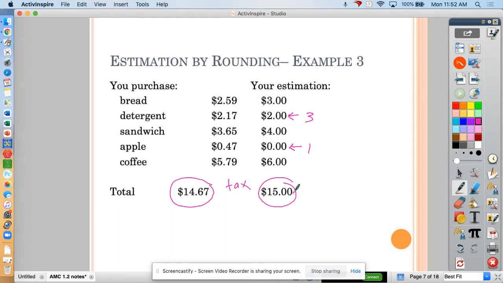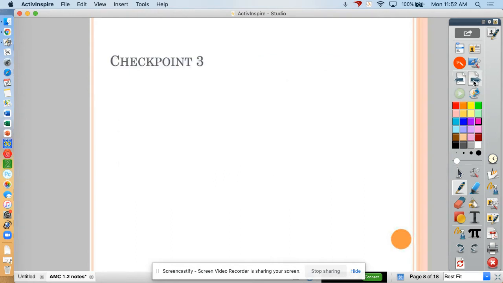So with estimation on the test, you have to tell me, just like this shows me what I estimated to, and then add them up, and there's your total, okay? Don't ever give me the exact number on the test when it asks you for an estimation, because those are two different things, okay? All right, so you guys try checkpoint 3. If you'll go ahead and pause your video, and then you do it and you can come back.